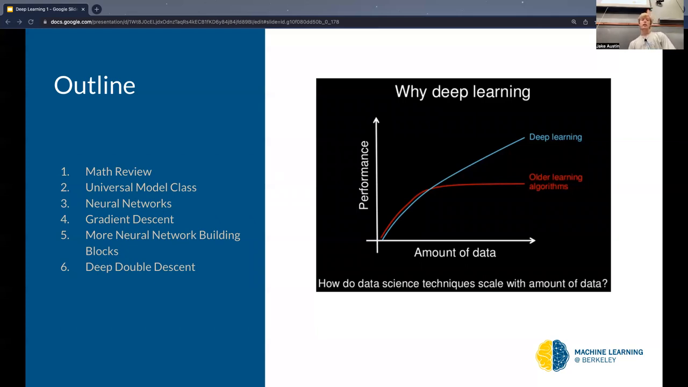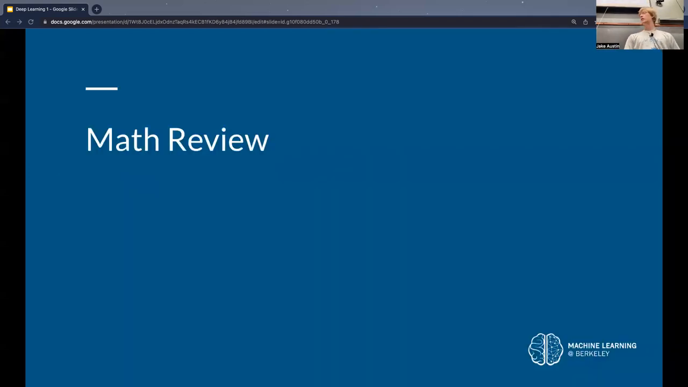We're going to talk about the motivation for neural networks. We're going to talk about neural networks themselves. We're going to talk about how we train them, gradient descent, and talk a little bit about some other building blocks you might want to have, bells and whistles for your basic neural network. And then a little bit about why deep learning is used, what we have observed, and why it is so prevalent. So, a little bit of math review.